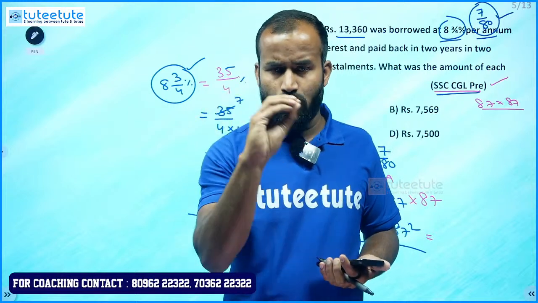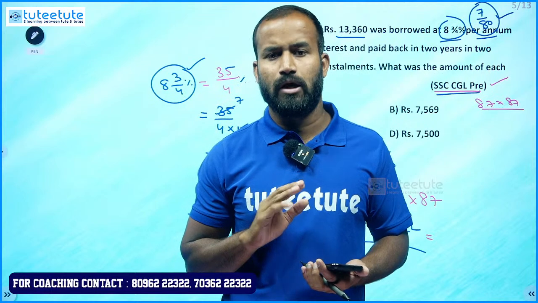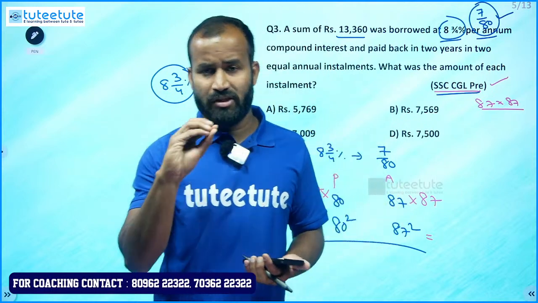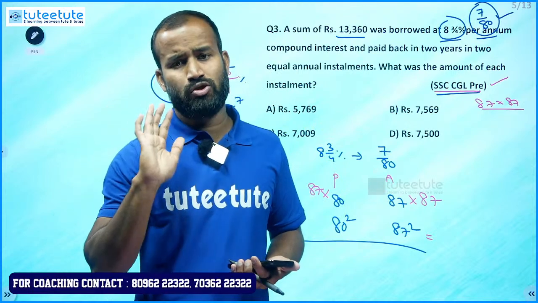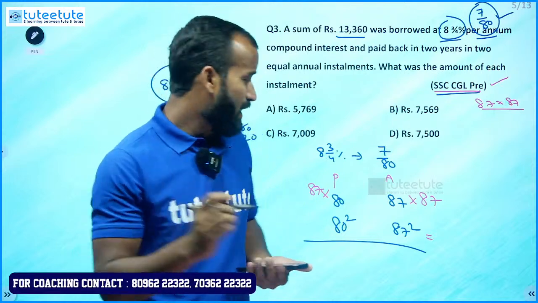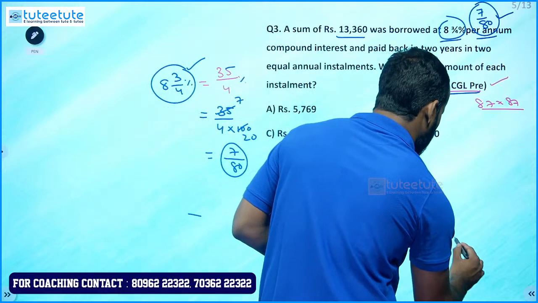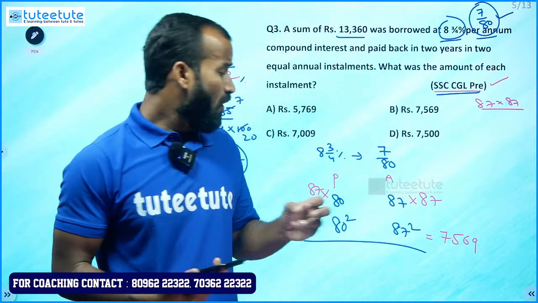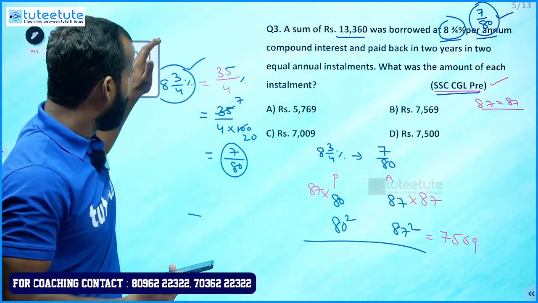So from 10,000, 2600 we have to subtract. How much am I going to get? 7,400. Then I have to add 13 square also, 169. So 7,569. This is the value of 87 square. How I solved it, I am showing here.